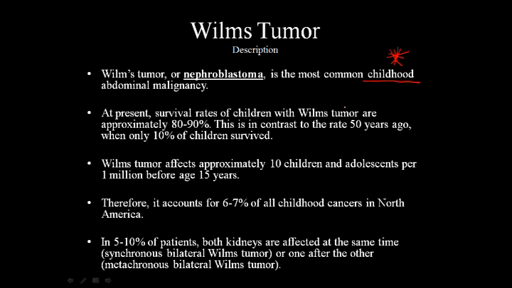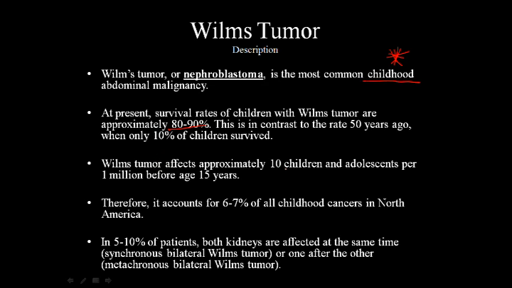At present, survival rates of children with Wilms tumor are approximately 80 to 90%. So there's a very good survival rate. And this is in contrast to the rate 50 years ago when only 10% of children survived. So thanks to modern medicine, they've actually increased the prognosis between 70 and 80% of what it used to be. And so virtually there are only very few cases where the patient would not survive.